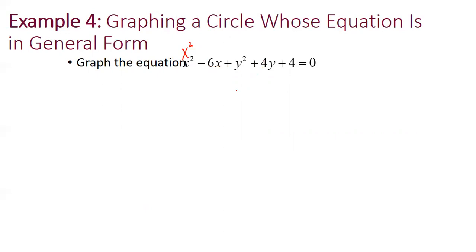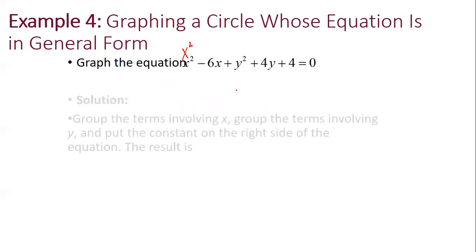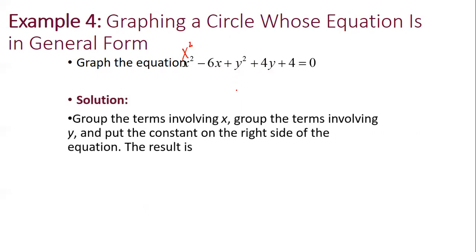In order for us to graph this, we need to know what our h, our k, and our radius is. Does that make sense? So what we're going to do, the first step is to group the terms involving x together, group the terms that involve y together, and move our constant to the other side. So we're subtracting 4. The reason why we're grouping is because we're going to end up using completing the square.